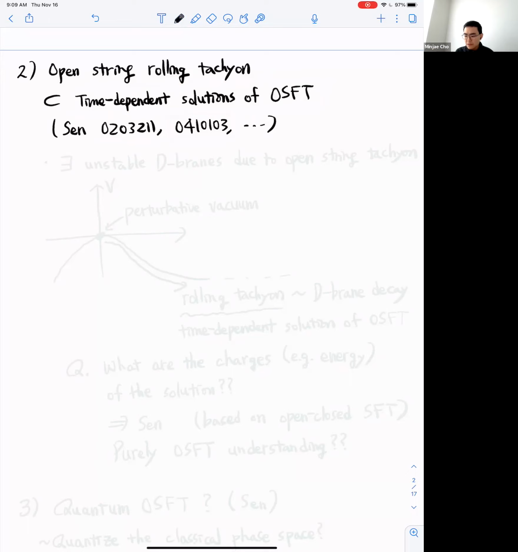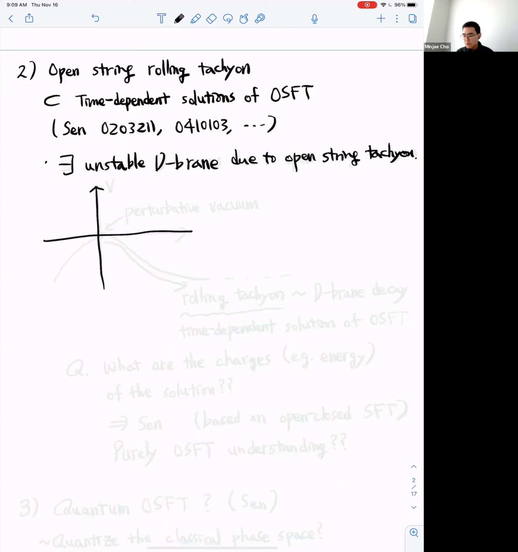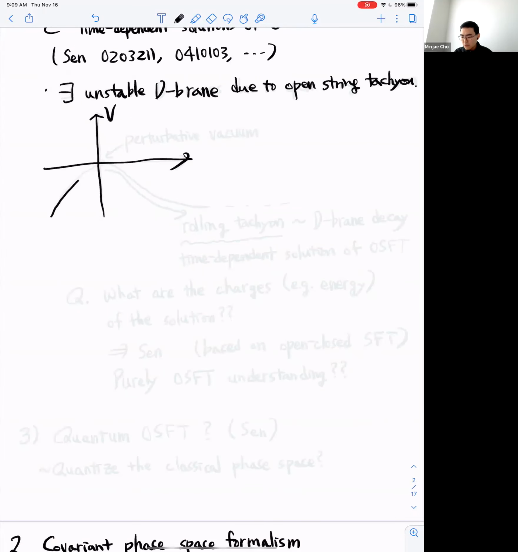So let me give you the physical picture. Say there exists some unstable D-brane due to the open string tachyon. Pictorially, we draw this type of picture. We have a tachyon potential, which looks like this. Then this origin is basically the perturbative vacuum.